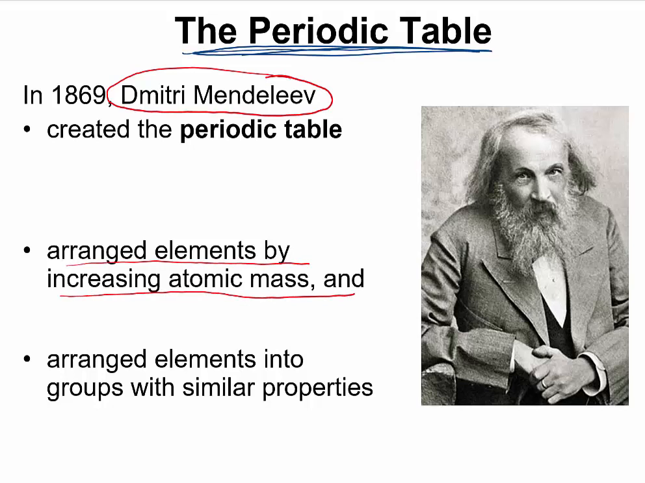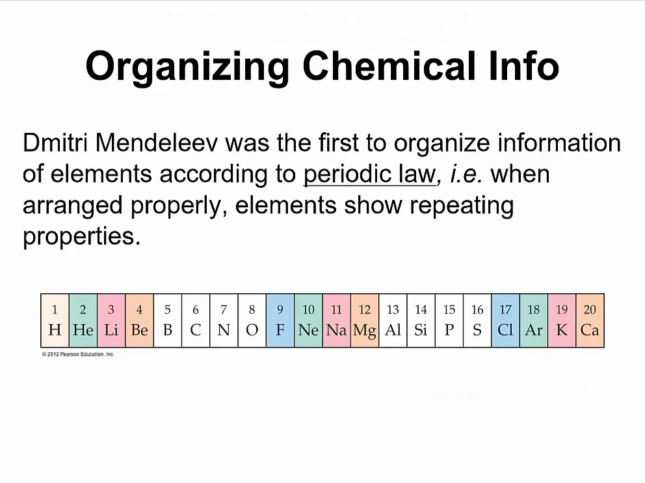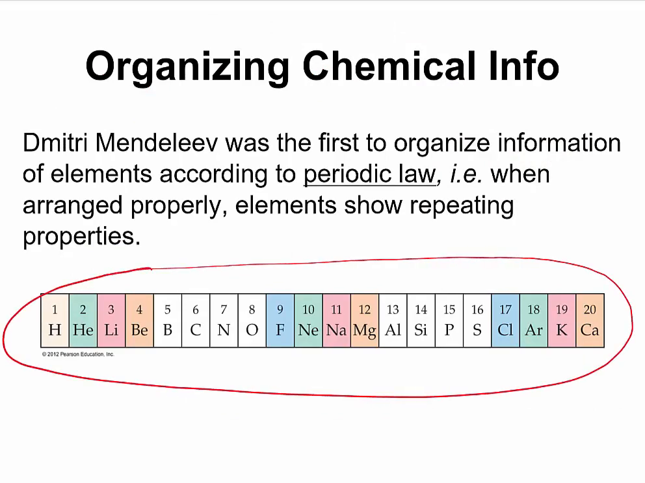Then he observed that some of the elements have similar chemical properties. And that was the origin of the periodic table: the observation that some elements have similar chemical properties. Let me show you what that means. This was the first trial of Dmitry Mendeleev when he arranged the elements based on their atomic masses.